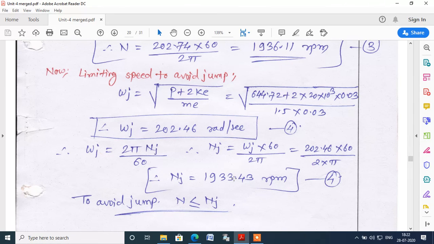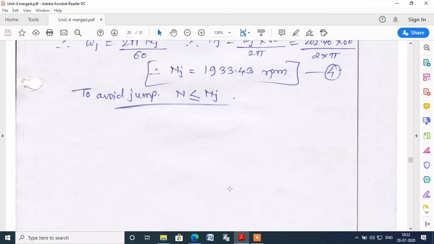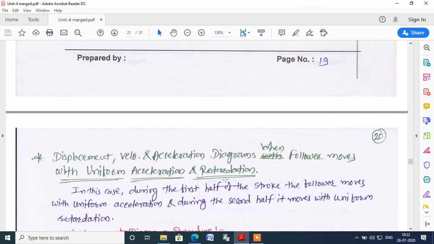So this way you have to solve the problem on the jump phenomenon. Such a type of problem will be asked for 6 to 8 marks. Correct?